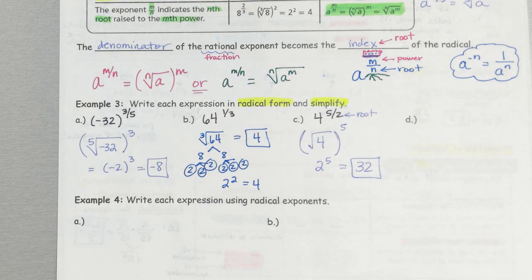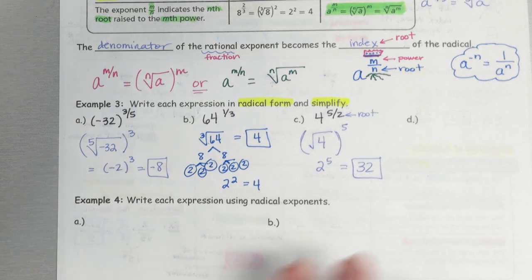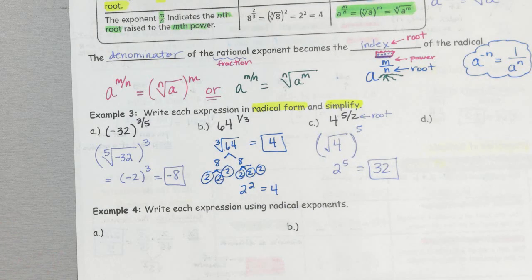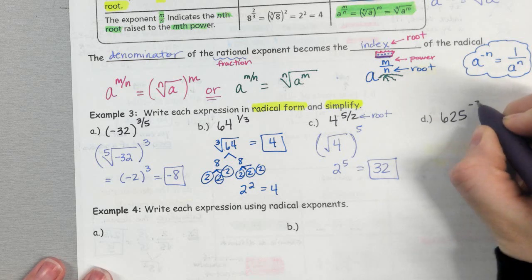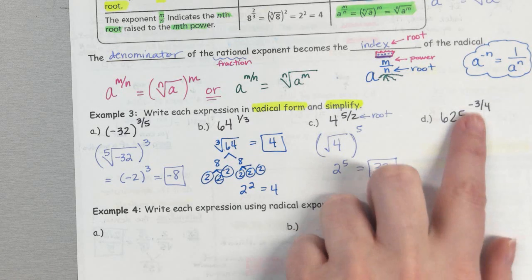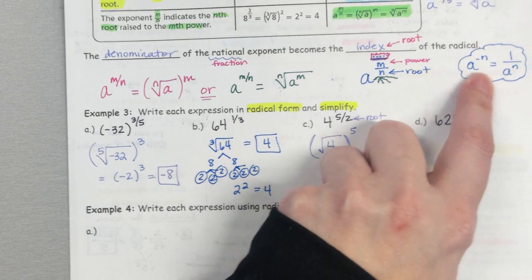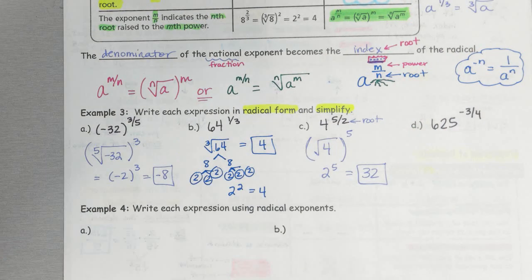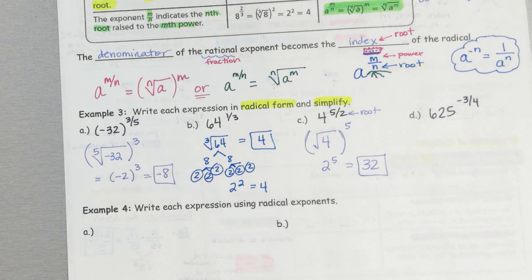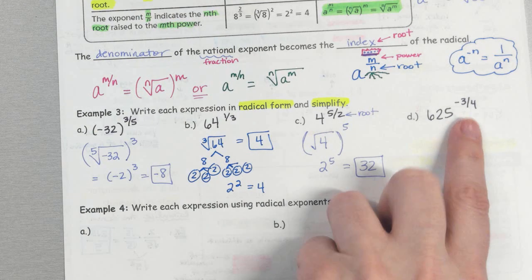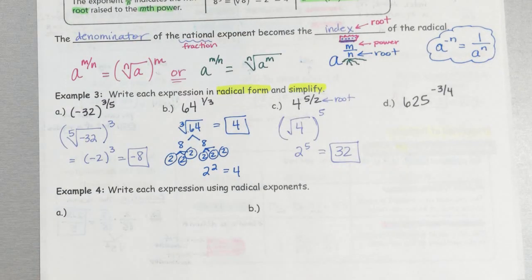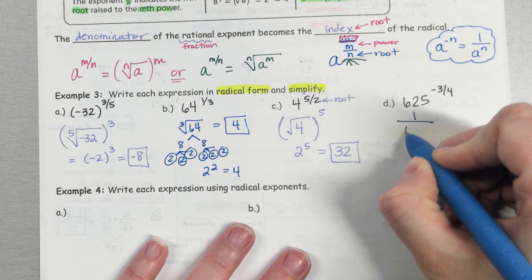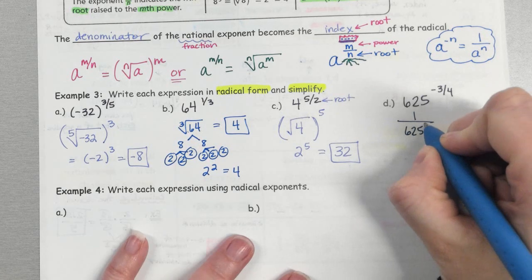And we also did A, B, and C, and then we have to do D. Okay, so D is going to have a negative exponent. And anytime you have a negative exponent, you can rewrite it to make it positive. You never want your final answer to have the negative exponent in there. Okay, so we're going to write this in radical form, but before we do that, we want to make sure that it's positive. So the first step is going to be writing 1 over 625 to the 3/4.